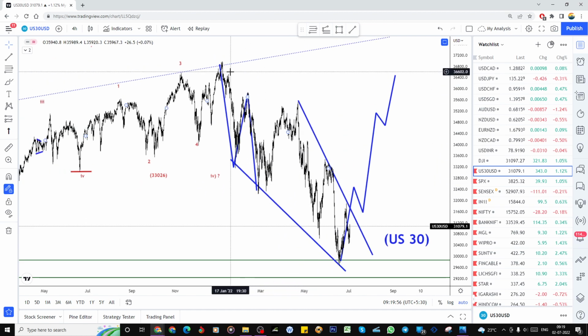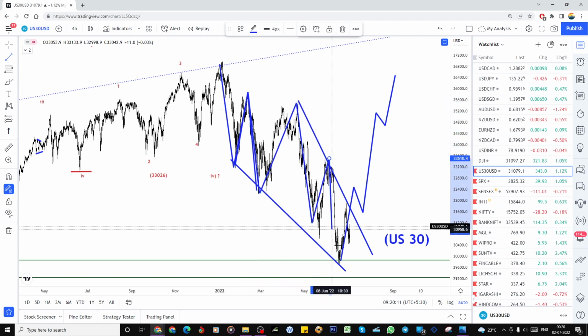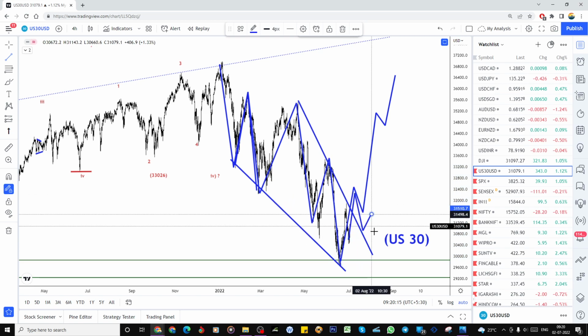So once this is A, then B or C, and I have explained that also previously. This is the ABC, it is the W, so this could be the X wave, so this could be the A, this could be the B or C, and again one more three-wave structure is also possible. So wait for this to break.